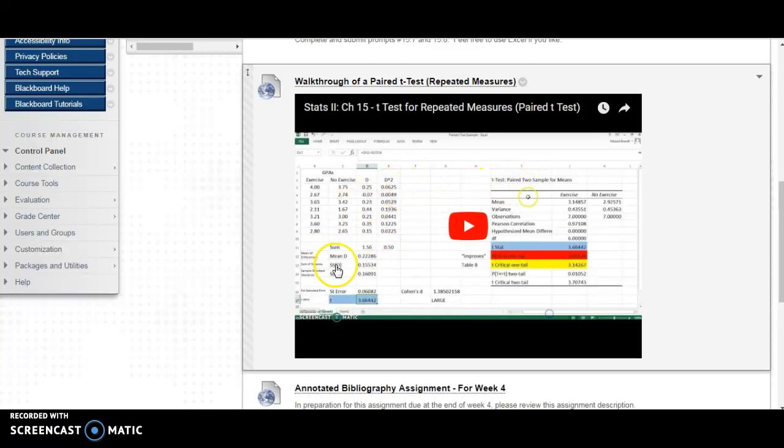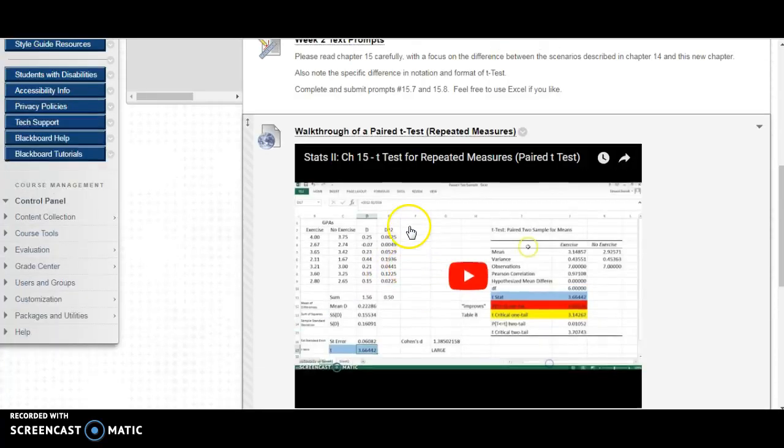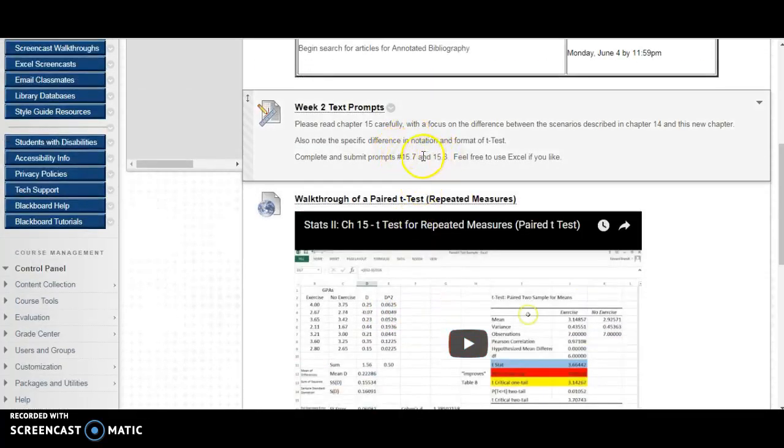It walks you through the process of what's going on with a t-test for repeated measures, but also how to let Excel do the hard work for you, and you coming down to the fact that you just basically have to make a determination based on the values it spits out and then draw a conclusion. So I'd recommend you walk through this before you actually do number 15.7, 15.8 for your submission. I actually walk you through 15.7, so feel free to follow my steps and do it again.